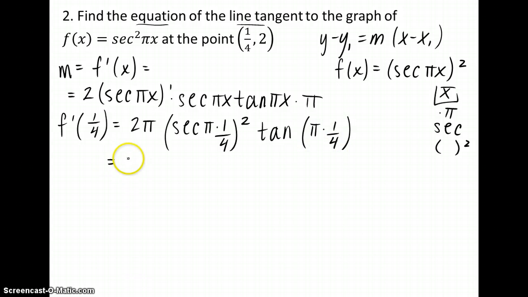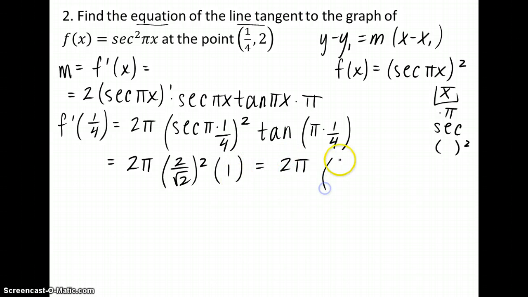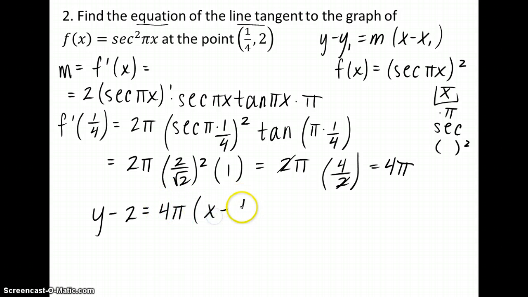So now evaluating the derivative, 2 pi, secant is the reciprocal of the cosine function, so cosine of pi over 4 is square root of 2 over 2. So we take the reciprocal of that. Tangent of pi over 4 is 1. So we have 2 pi times 4 over 2. So our derivative is 4 pi. Plugging the information in, y minus 2 is equal to 4 pi times x minus 1/4.